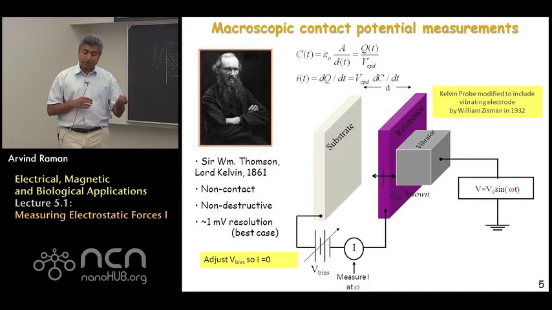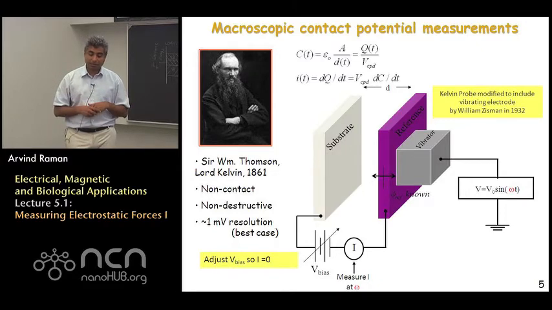And so the current that's induced is going to be as shown, dQ/dt, and since the voltage VCPD, the contact potential difference, is constant, the current comes out due to dC/dt, the changing capacitance. The capacitance in turn is changing at the frequency at which the reference is oscillated, and the magnitude of the current therefore is proportional to VCPD.